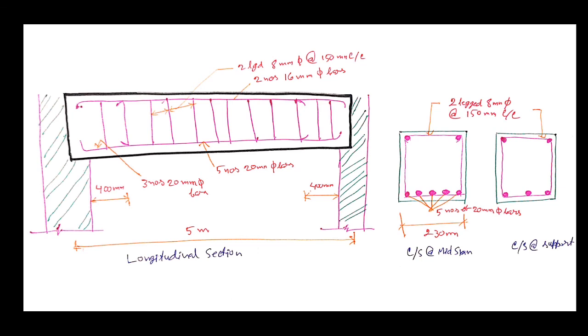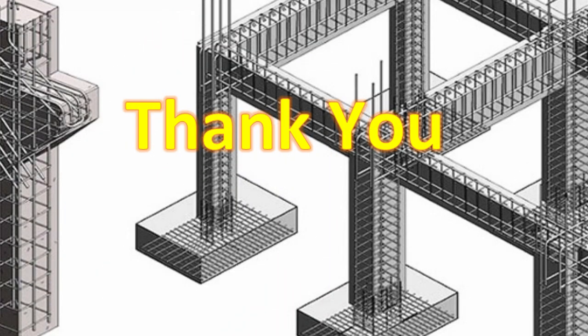Now on the right picture for cross sections, there are 2 pictures of cross section. One for cross section at mid span and one for cross section at support. So 2-legged 8 mm dia stirrup at the top, center to center. You can also see here there are 2 numbers of bars at top in compression zone and 5 numbers of 20 mm dia bars at bottom portion. So you have to draw this also. Okay, so that's all for this class and for doubly reinforced beam design. Thank you.